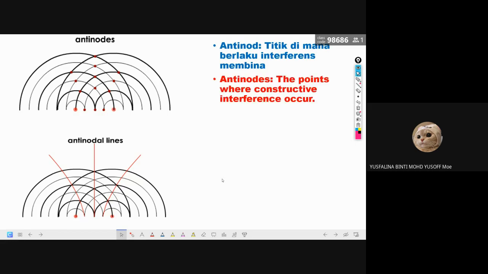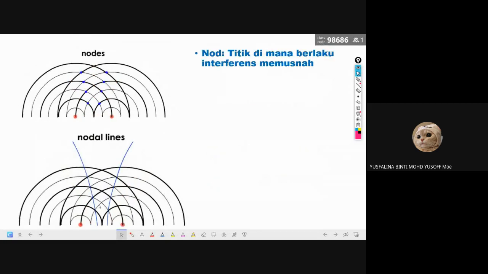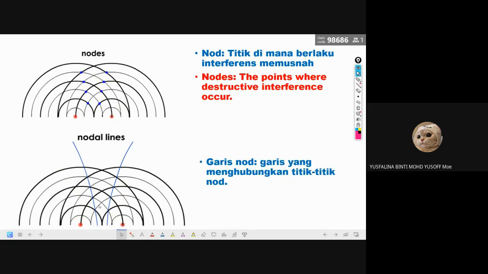So the antinode is where the constructive interference occurs, and this is the line. Remember I just drew for you in the ripple tank in the video, we connected all the antinodes. While the nodes are where the destructive interference occurs, and we call them the nodal lines, where we connect all the destructive interference.